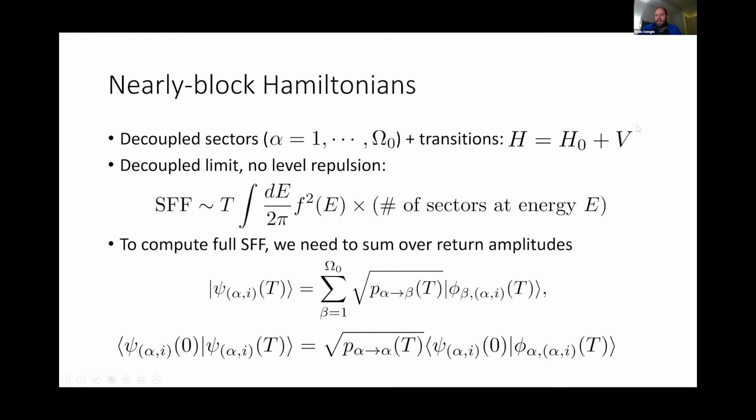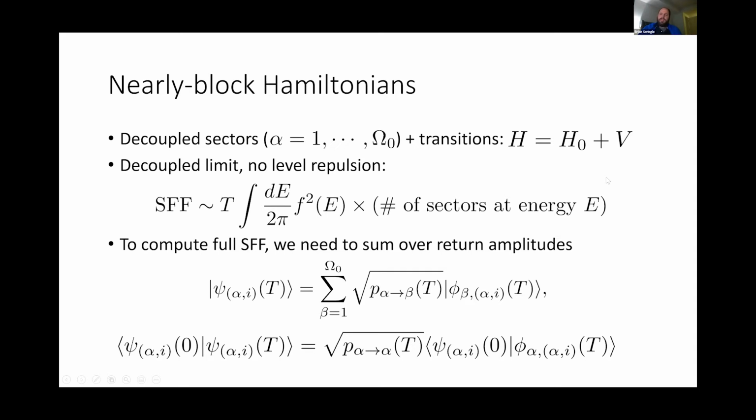So in a limit where we neglect V, if we assume, say, that each block h naught is itself chaotic, but they don't talk to each other, then because this is a variance, you just get a sum over all the blocks. You have a bunch of decoupled random variables, the variance adds, and so the spectral form factor is just the spectral form factor for a single block, a single chaotic random matrix, times the number of sectors at that energy.